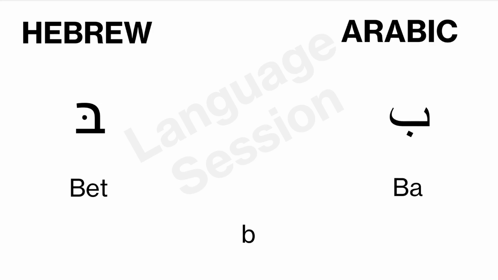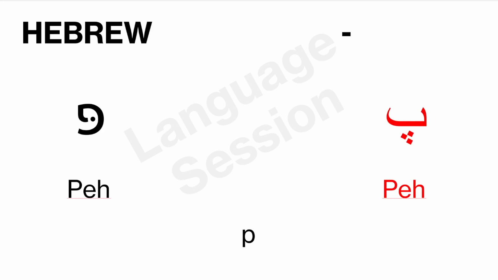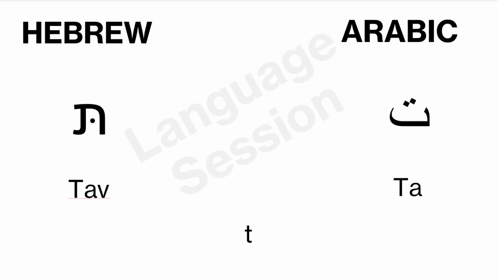Then we have the ba and the bet, which makes the b sound. Then we have the pe, which doesn't exist in Arabic, but you'll find it in other Arabicized scripts. So Farsi and Urdu, for example, will also have a pe, but that's the p sound. Then we have the tav, which makes a similar sound to ta, so it's a ta sound. And then we have the tet, which makes the same sound. It's ta.